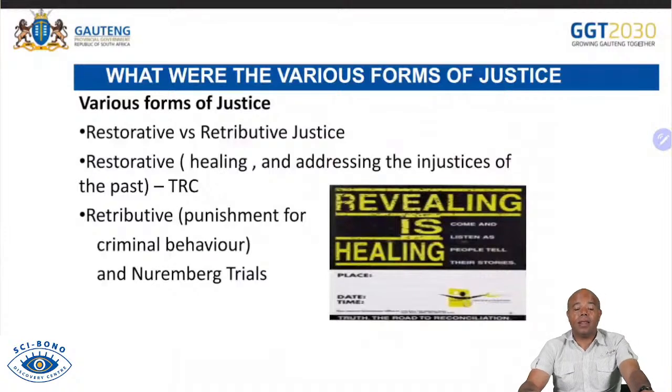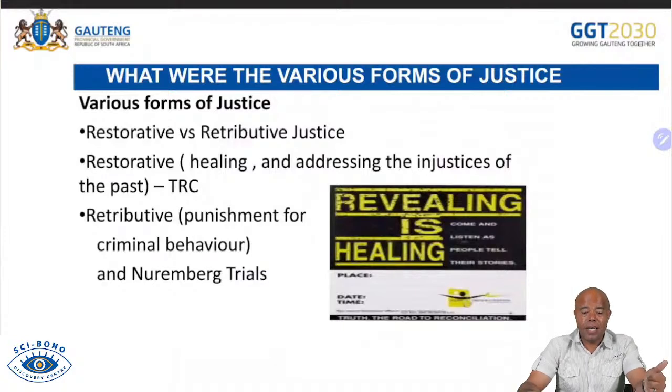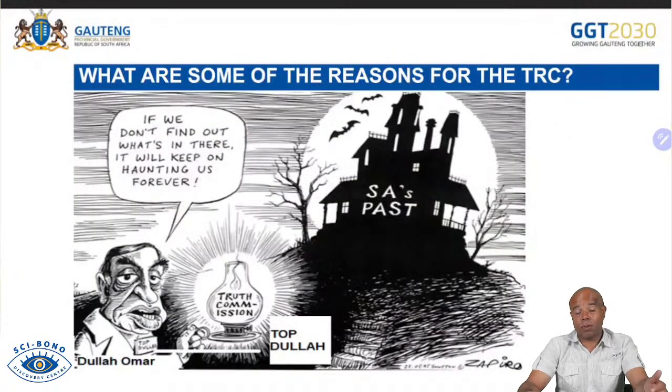So in South Africa, they concluded and said, listen here, we are not going to go the route of retributive justice, but we're going the route of restorative. Now, what is the restorative? It means healing must take place, and they must address the injustice of the past, basically. And this is why it was called the Truth and Reconciliation Commission. Now, what was the main reason for the Truth and Reconciliation Commission?